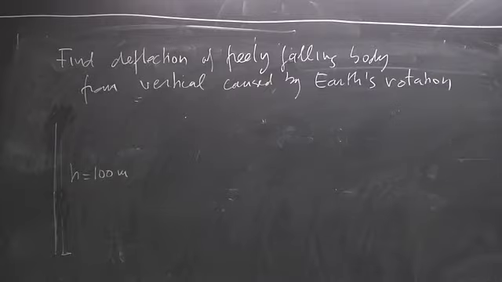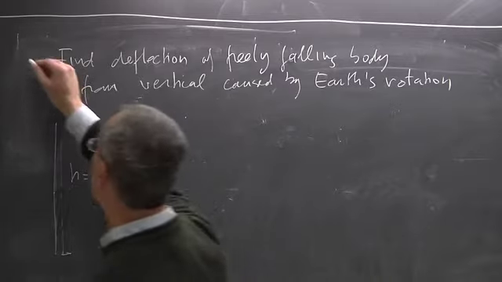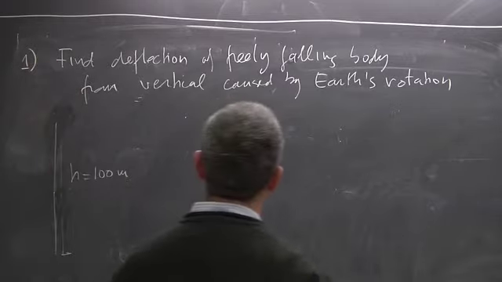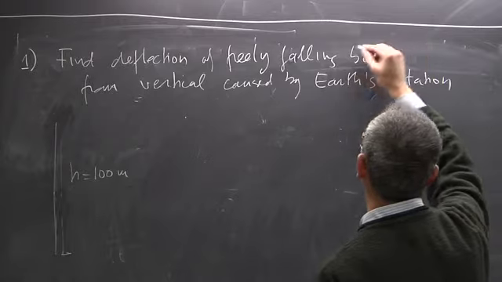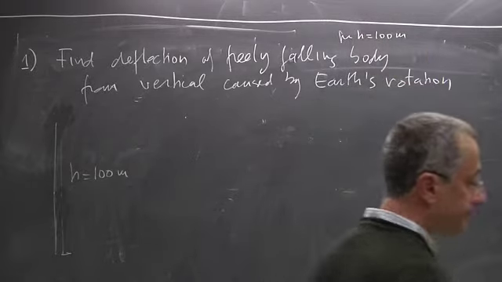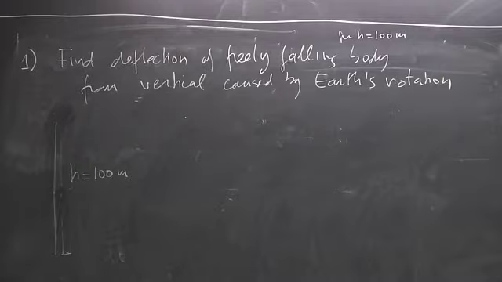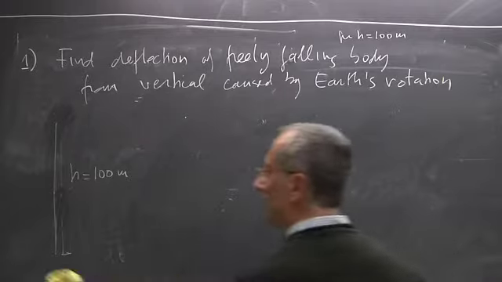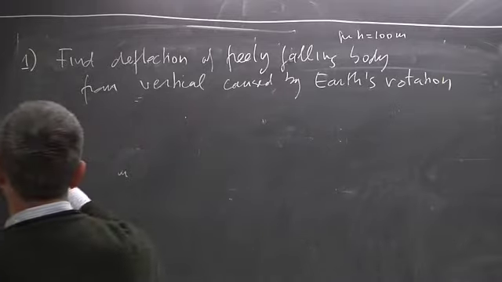But this is not the way it was originally proved. It was proved in another way, and this is the second problem. So this was problem number 1, free falling from h equal 100 meters. So problem number 2.